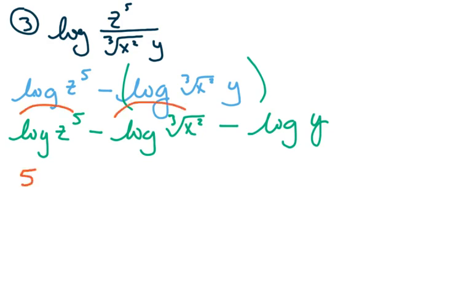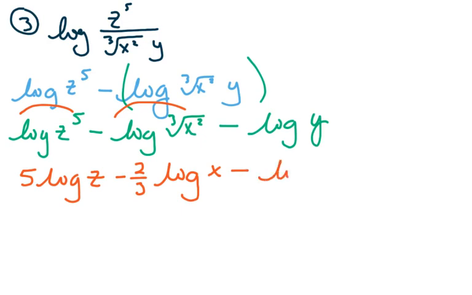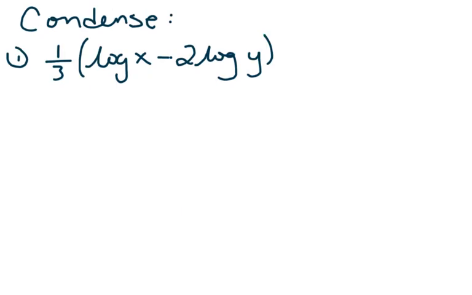So we're going to have 5 log, common log of z, log base 10, minus, here we have a power of 2 and a root of 3, so our power would be 2/3. So 2/3 log of x. And here we didn't have any powers to move, so we just have common log of y. All right, let's look at a couple where we are condensing instead.